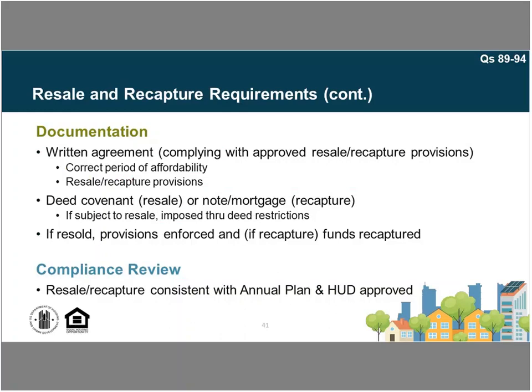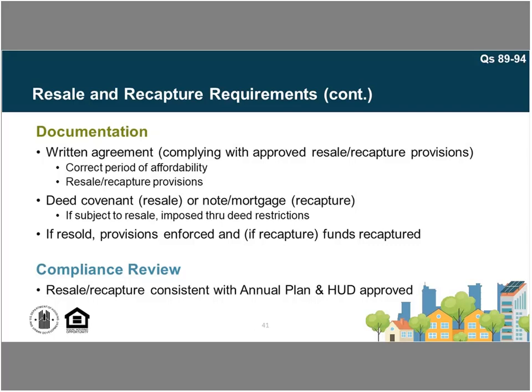Well, again, in that written agreement, we're going to make sure that written agreement is complying with the approved resale recapture provisions. It has to have the correct period of affordability, and then the legal document that's enforcing the provisions really varies by the type, whether you're doing resale or recapture. So it would be a deed or a covenant for resale, or a mortgage and note for recapture. And then if resold, then the provisions are enforced, and if recaptured, then funds are returned.